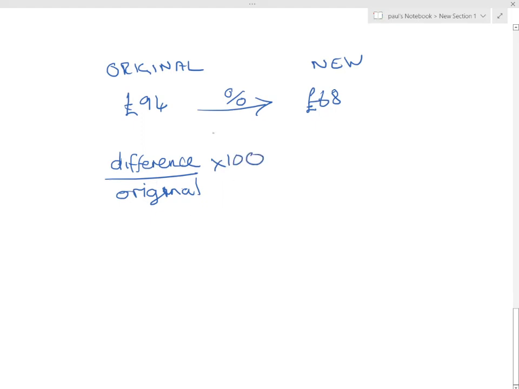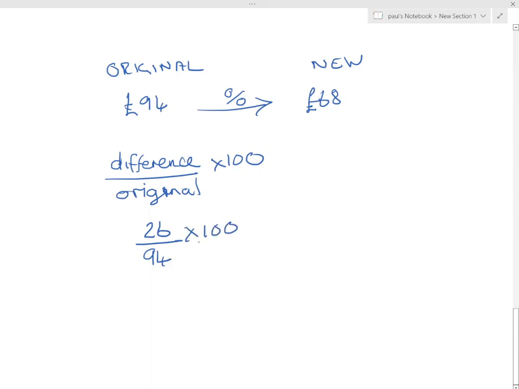The difference between those two numbers is 94 minus 68. No apologies for using a calculator, it's a calculator exam. 26. The original this time is still 94. The first price we come across is always the original, times 100.